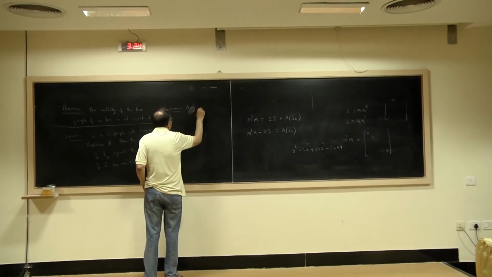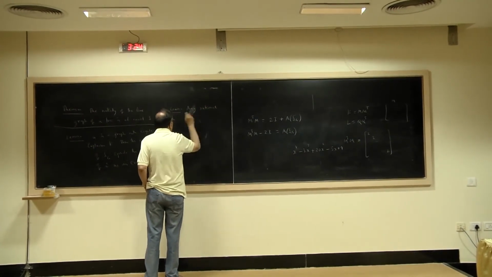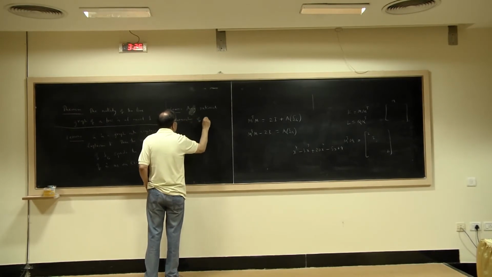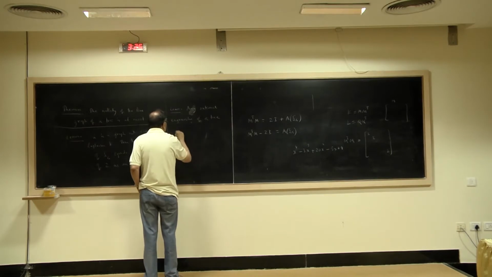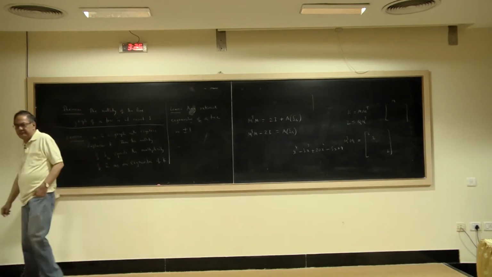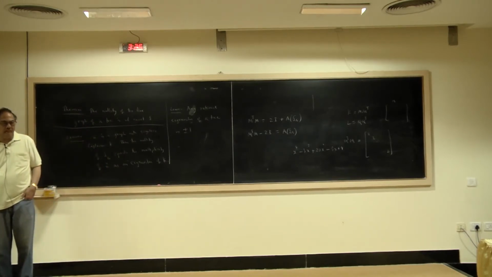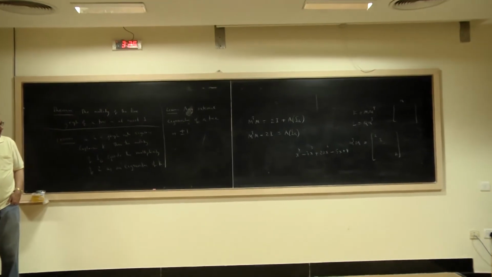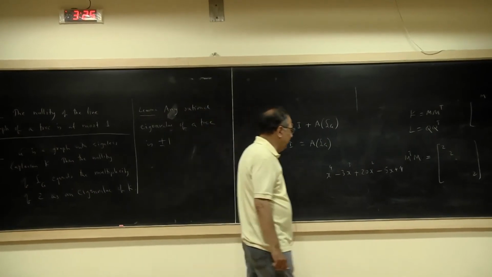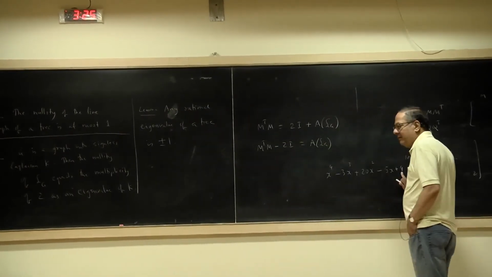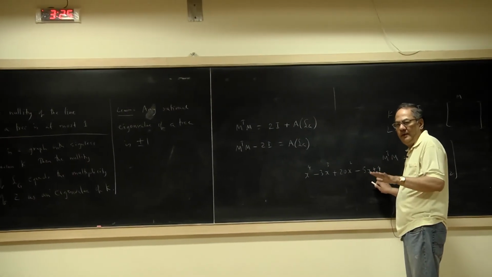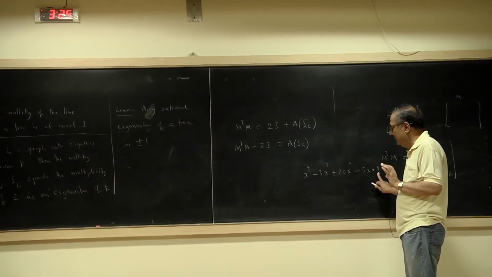Any rational eigenvalue of a tree, that means of the adjacency matrix, is plus or minus 1. Not only an integer, it is plus or minus 1. And that depends on the constant term. Actually, if the constant term is plus or minus 1, then that will be true. So this is from the theory of polynomials, I am taking it without proof.